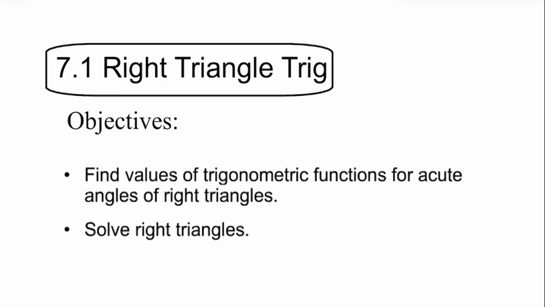Now we're going to start out, like I said, with the regular right triangle trig that you're familiar with. So we're going to find the values of the trig functions for acute angles. So we're talking about stuff that is nested inside of a right triangle, okay? And then to solve a right triangle means, hey, let's solve every single piece, every side and every angle. That's what that means, and we'll talk about how to do that.